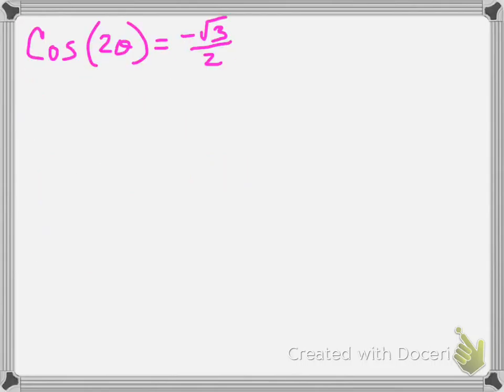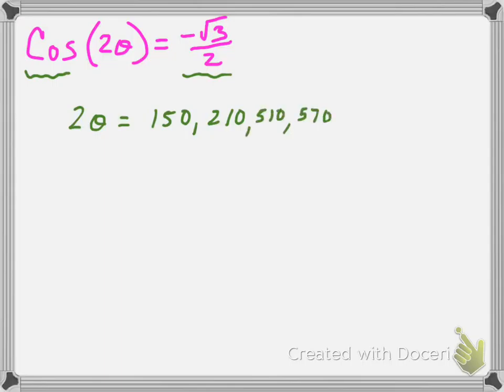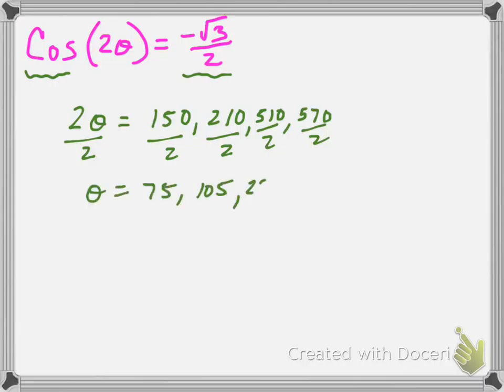In this example, first thing you do is figure out where the cosine is negative root 3 over 2. And it's at 150 and 210. But since it's 2 theta, I'm going to go around twice. So I'm basically going to add 360 to those two angles and get 510 and 570. And I'm going to divide all those by 2, giving me 75, 105, 255, 285.